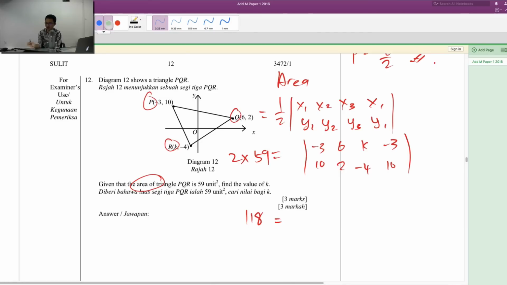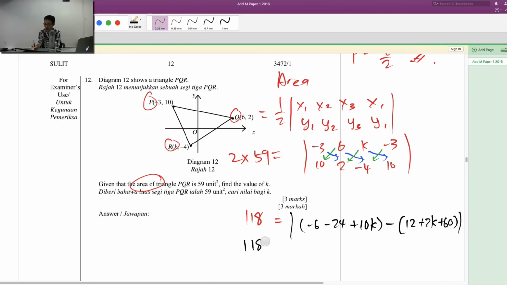Over here you must know how to solve inside a modulus. This one multiply this one, plus this one multiply this one, plus this one multiply this one, and then minus this one multiply this one, plus this one multiply this one, plus this one multiply this one. Maybe I said that too fast, so let me just work it out. Negative 3 times 2 is negative 6. This is negative 24 plus 10k. Minus the other way: this is 12, this is 2k, and this one will be 60.